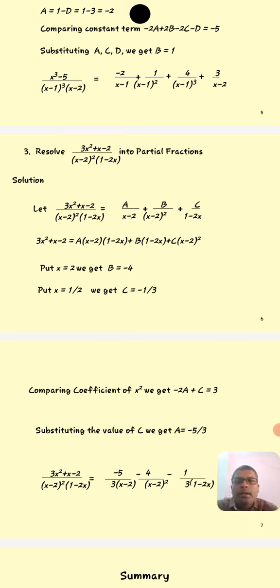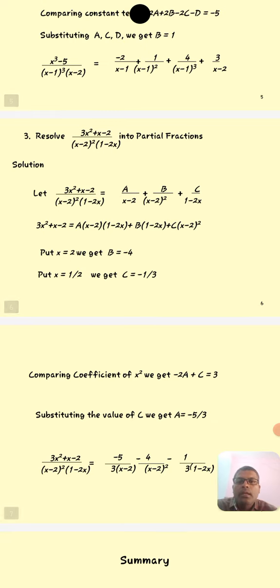In the denominator, 1 minus 2x squared... x minus 2 whole square into 1 minus 2x. On the right side also, cancel the denominator part. After simplification, completing the LCM part, we get 3x square plus x minus 2 is equal to a into x minus 2 into 1 minus 2x plus b into 1 minus 2x plus c into x minus 2 whole square. Here now we have to find the values a, b, c.